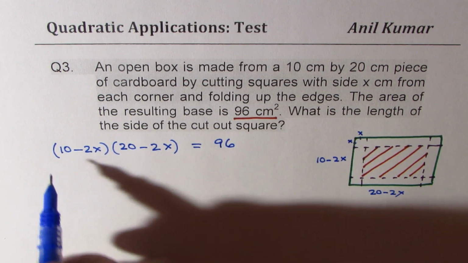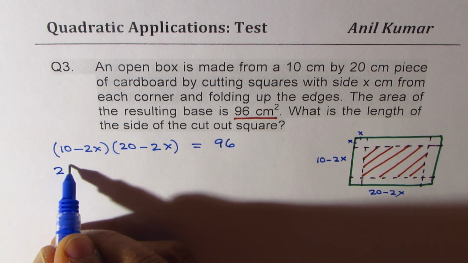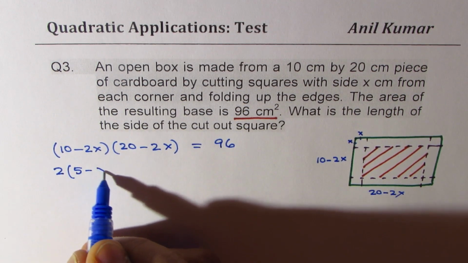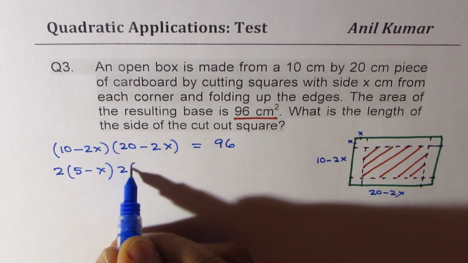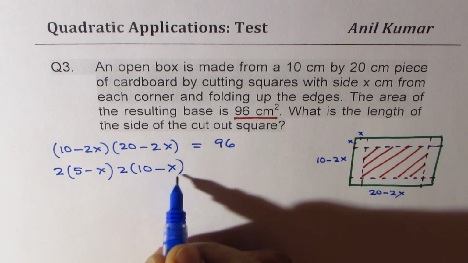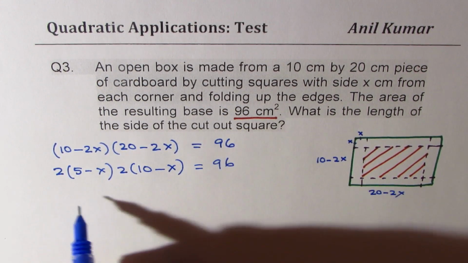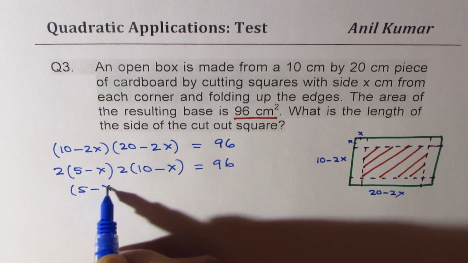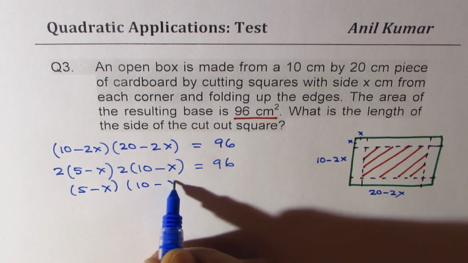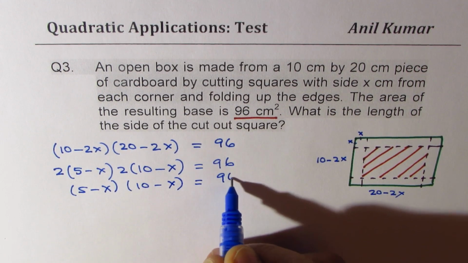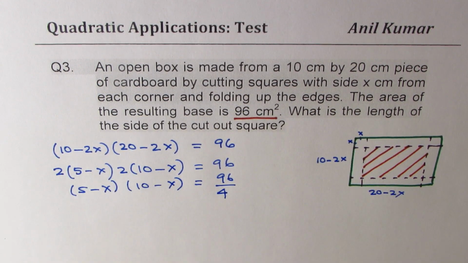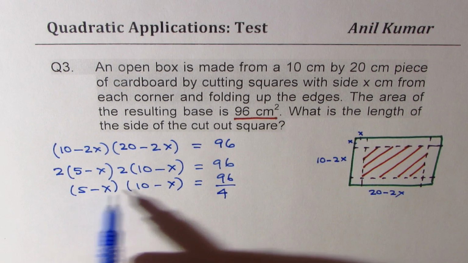Now let's factor this out, be simpler. So we can take 2 as a common factor, we get 5 minus x. Again we can take 2 as a common factor, 10 minus x equals to 96. So that gives us 5 minus x times 10 minus x equals to 96 divided by 4, these two 2's. And now we can open.